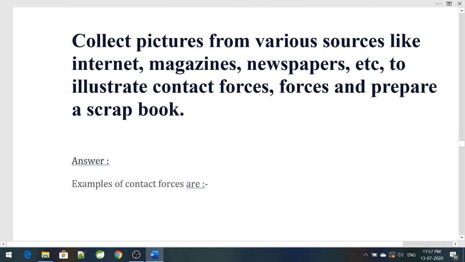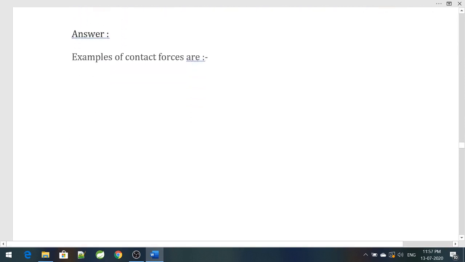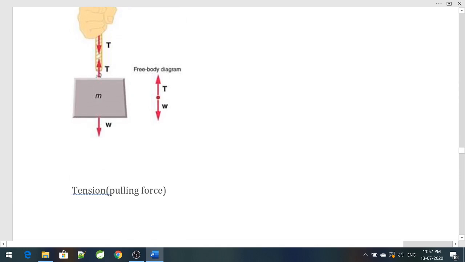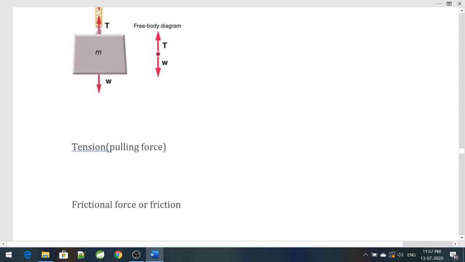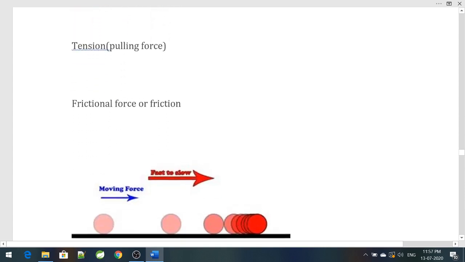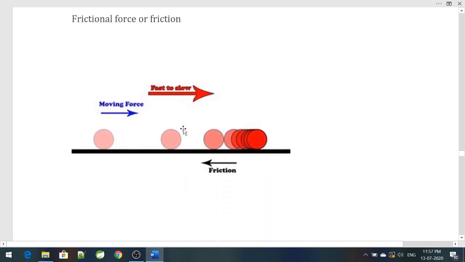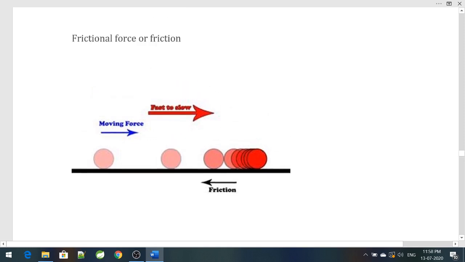Collect pictures from various sources like internet, magazines, newspaper, etc. to illustrate contact forces, and prepare a scrapbook. Examples of contact forces are: free body diagram, FBD; tension, a pulling force; friction, frictional force or friction. This is the friction because they are in contact with each other.